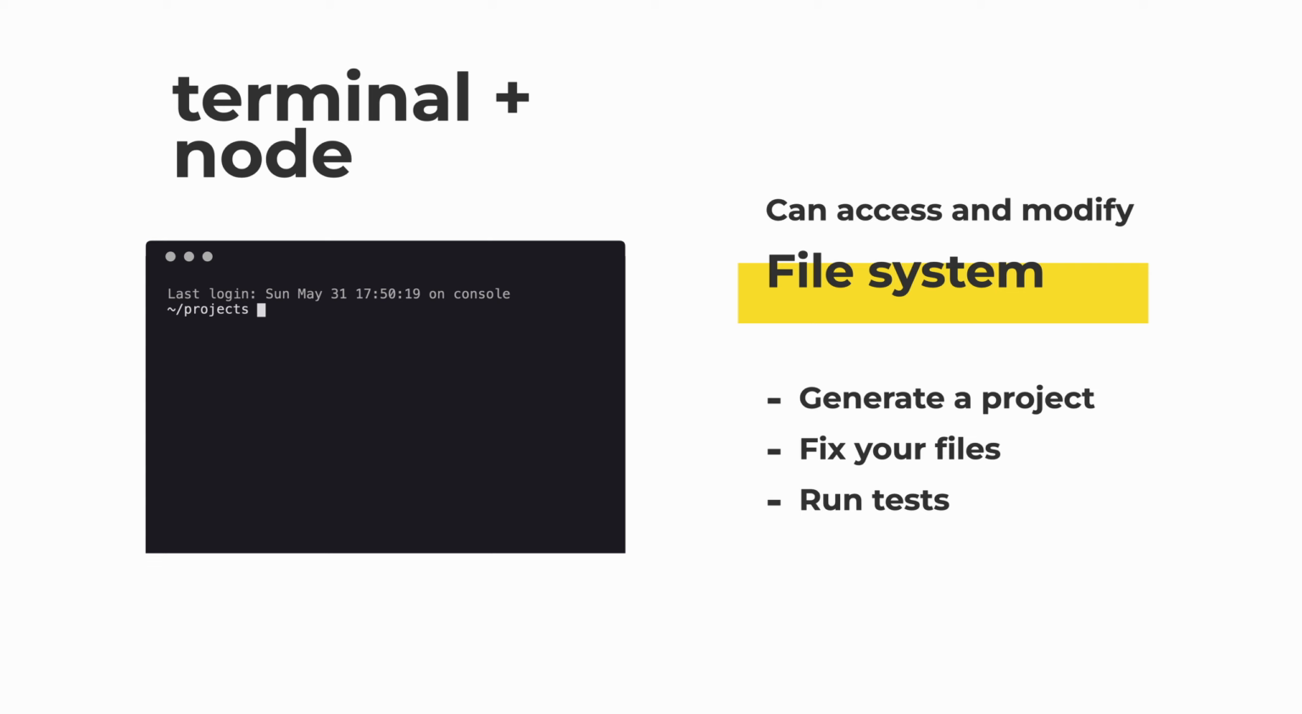On the other hand, in Node, JavaScript has access to your file system and can read and write your files. For instance, you can run scripts on your machine to initialize a project. We are going to do that. You can also use Node to check your files and correct mistakes. Or you can run your test files. In short, Node lets you run some tools that make your life much easier as a developer.